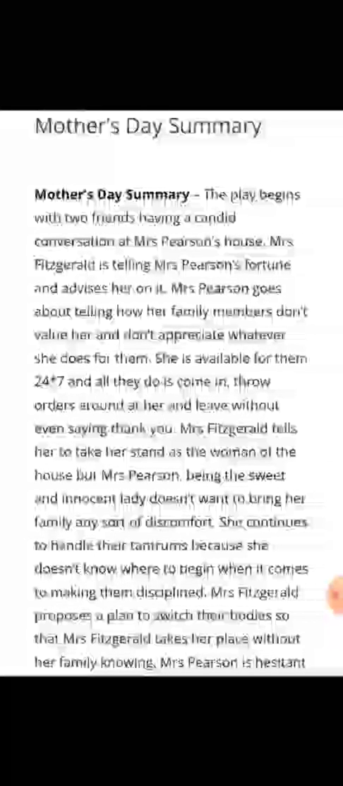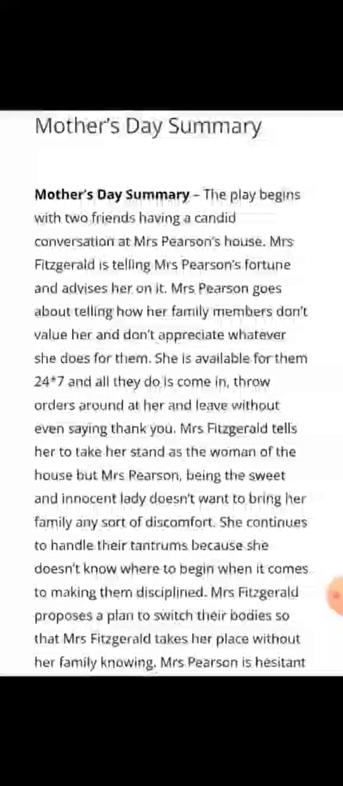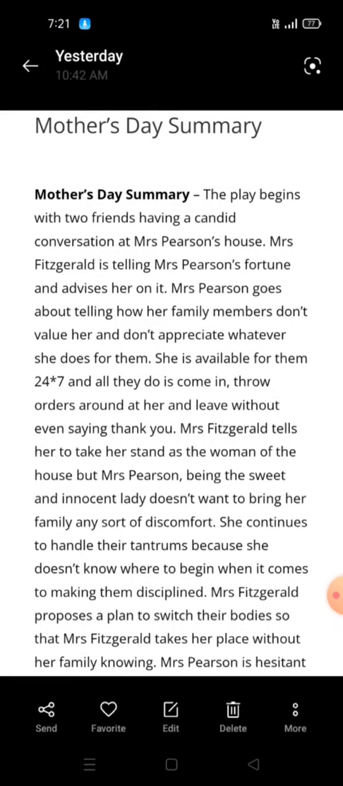The play begins with two friends having a candid conversation at Mrs. Pearson's house. Mrs. Fitzgerald is telling Mrs. Pearson's fortune and advises her on it. Mrs. Pearson goes about telling how her family members don't value her and don't appreciate whatever she does for them.